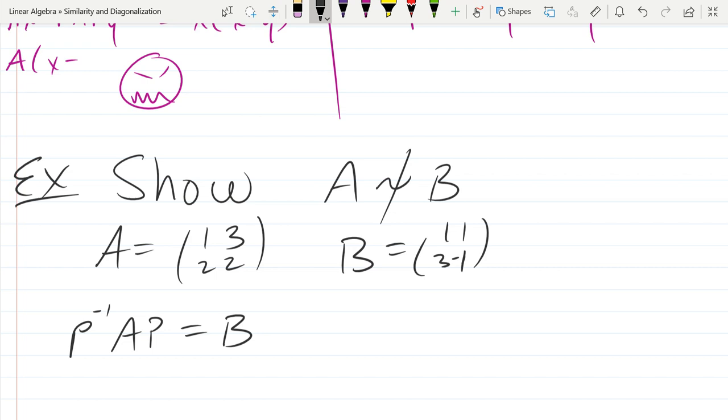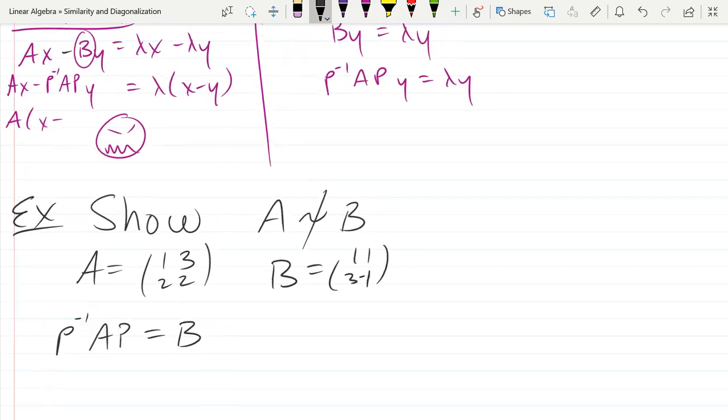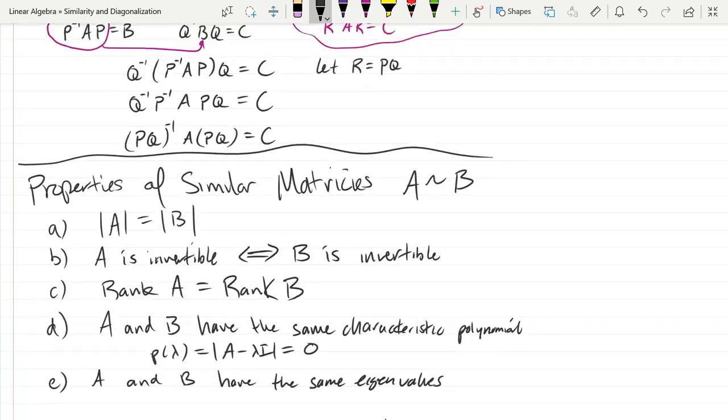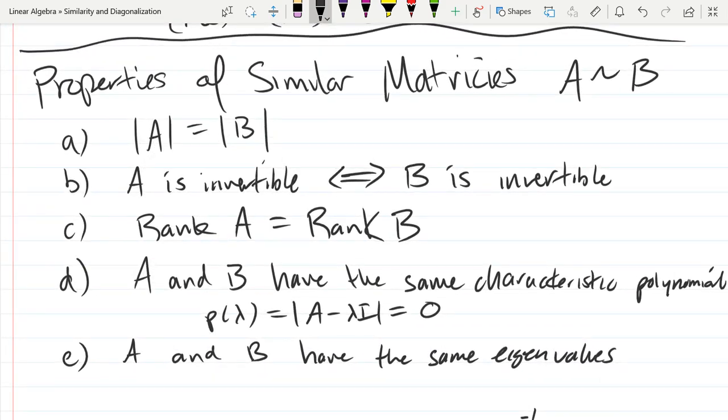By showing there is one and then contradicting. Yeah, so let's say that there is an invertible matrix that has this property and then derive some contradiction. We also, if we scroll back up, had that whole list of properties of similar matrices. So if A and B are similar, all of these are true. If A and B are not similar, all of these are not true. So if we can show one of them is not true, that would be enough to say they're not similar.